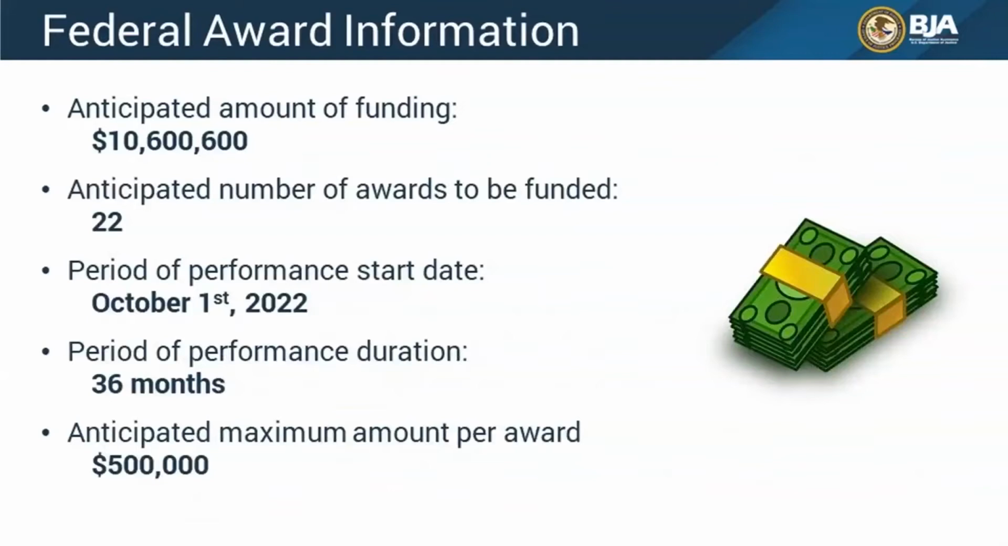Important federal award information includes the anticipated amount of funding of just over $10 million, which allows us to award approximately 22 awards. The period of performance start date is October 1st, 2022, and I want to draw your attention to this date. Those who are familiar with this program when it was administered by NIJ, the National Institute of Justice, may have been familiar with different period of performance start dates, but now that the program is administered by BJA, the period of performance will begin on October 1st, 2022. The period of performance duration is 36 months, and the anticipated maximum amount per award is $500,000.